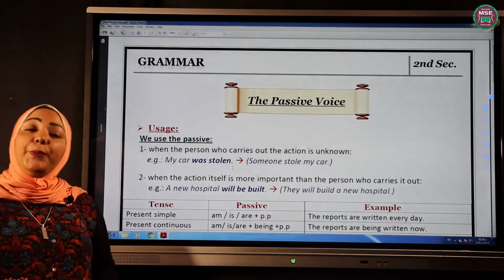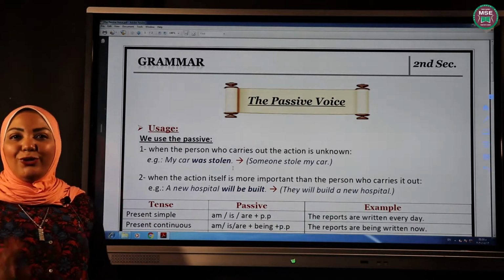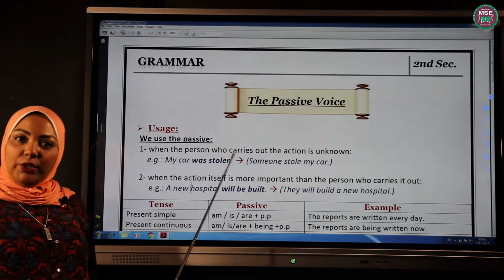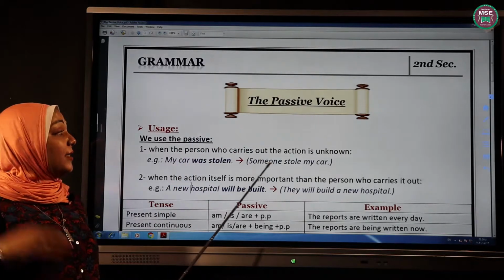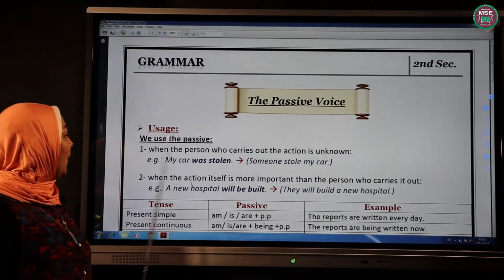Number one, when the person who carries out the action is unknown. We don't know him. For example, my car was stolen. Okay? It means that someone stole my car and we do not know who is that person.